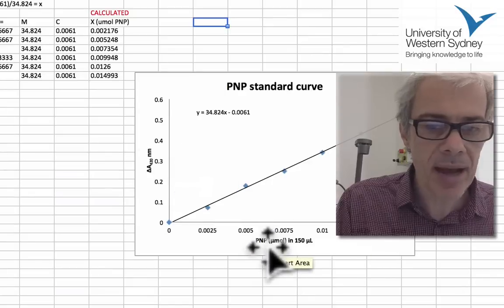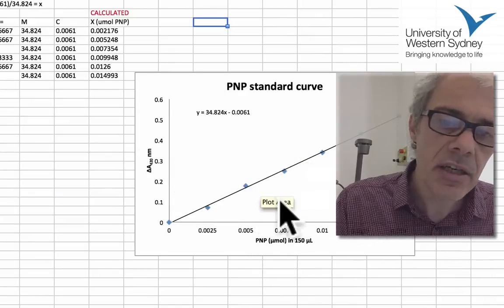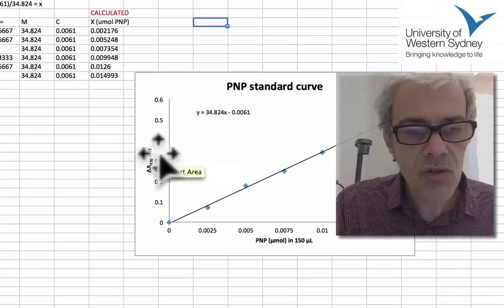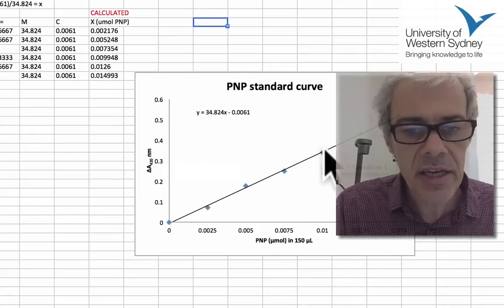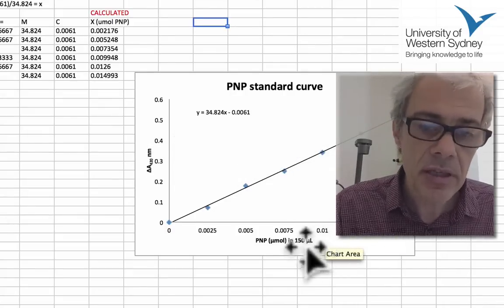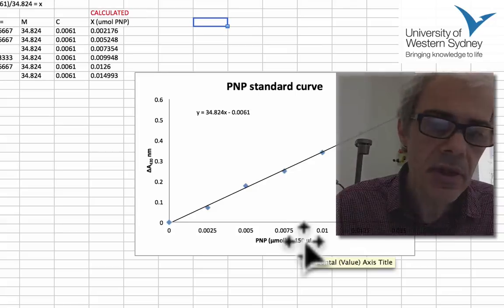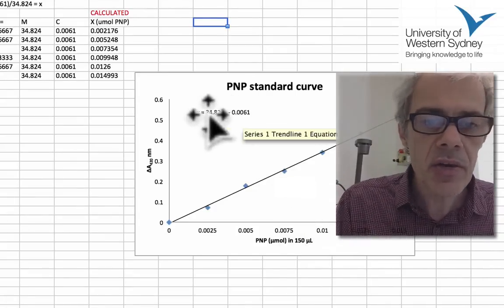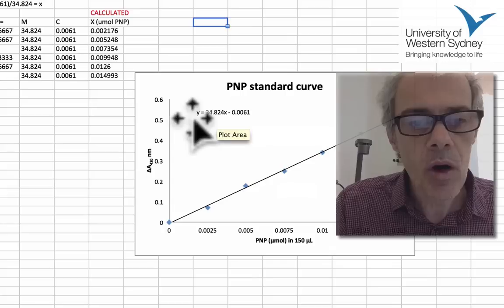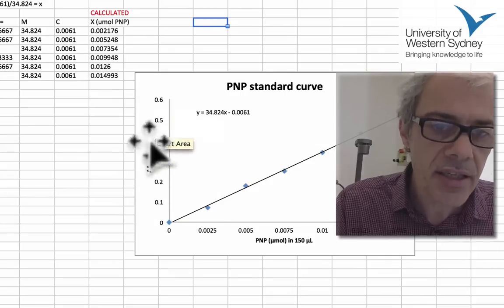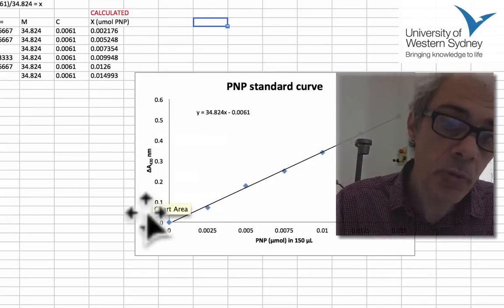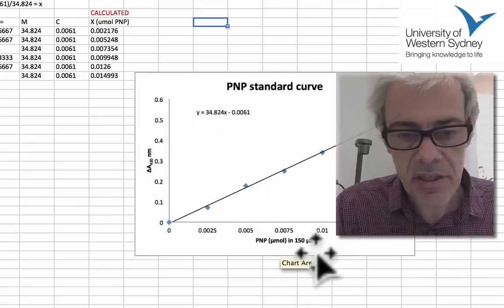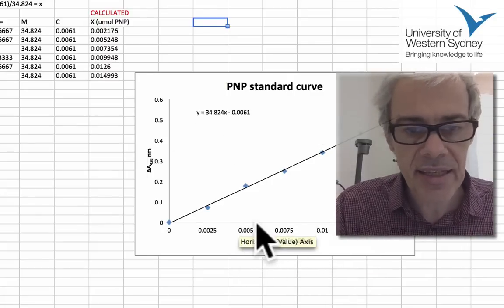Absorption through to amount. So this is the standard curve we did earlier. To calculate absorption to amount, I draw a line from here to here, and then I drop the line down to give me my amounts. Because I'm in Excel, I can't physically draw a line, so I use this equation.